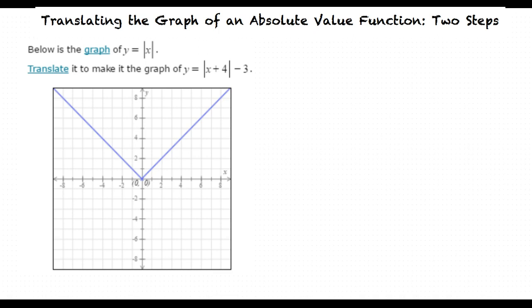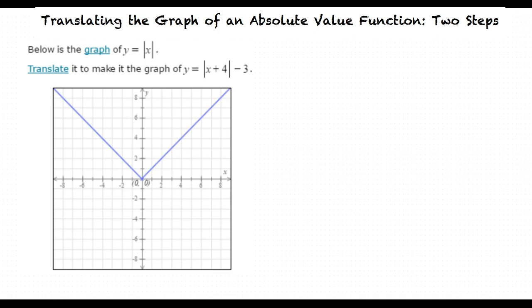I remember that if there is a number added directly to the x inside the absolute value, then this means that the graph moves to the left the number of places that was added to x, and if a number is subtracted in the absolute value, then the graph moves to the right that number of places, right?